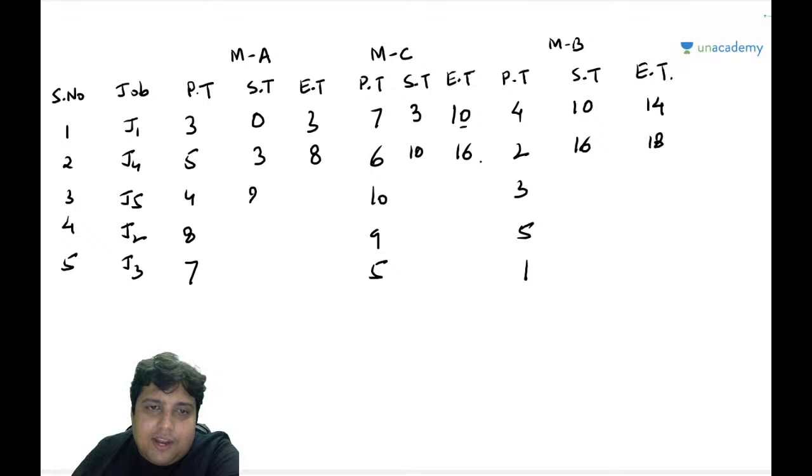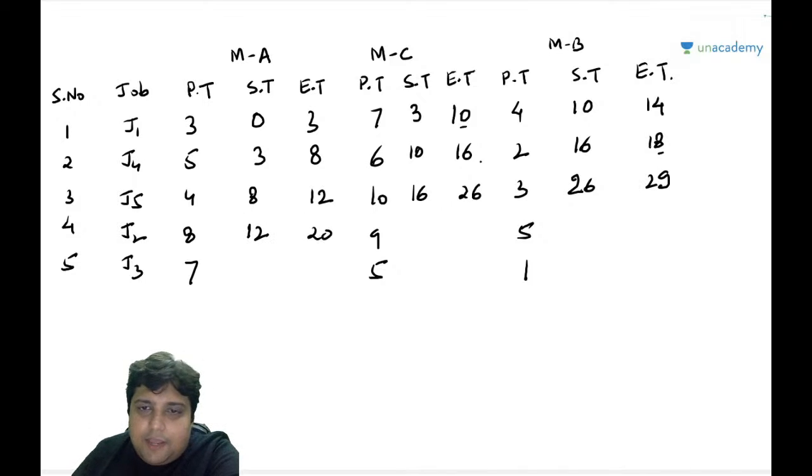Now I will write 8 here. 8 plus 4 is 12. The job is ready, but the machine is not free. Therefore 16. 16 plus 10, 26. As you can see, the machine is free, but the job has not yet arrived. So 26 plus 3, 29. So in this case, 12 plus 8, 20.